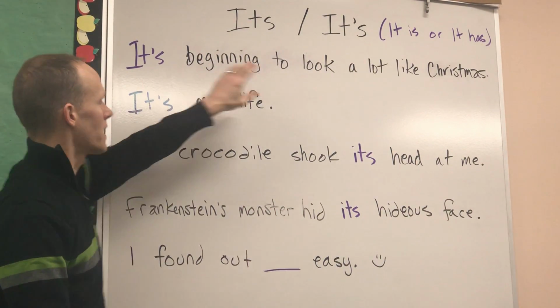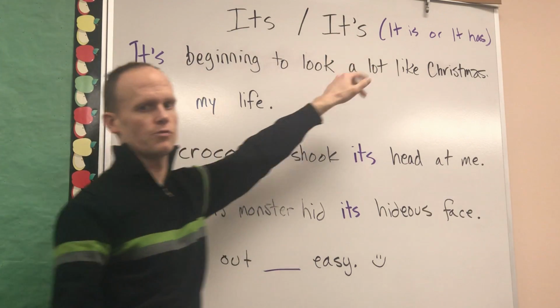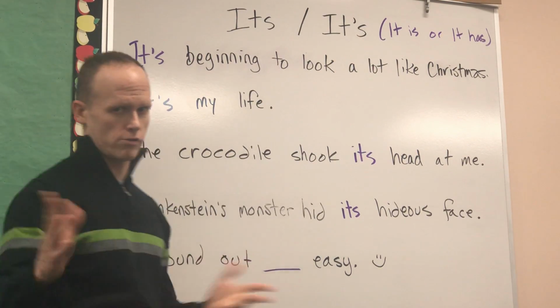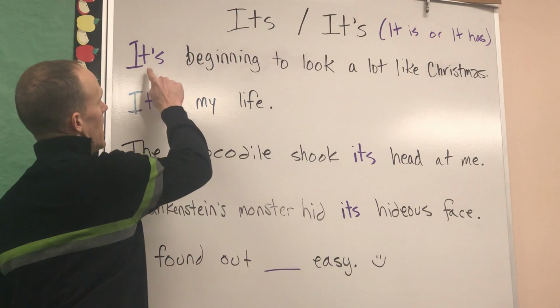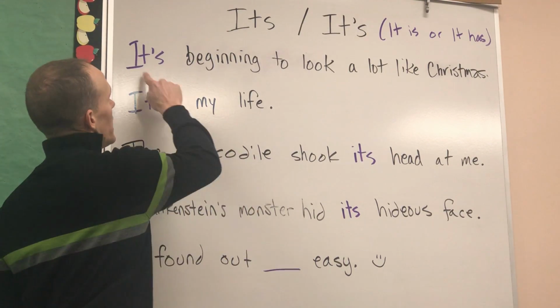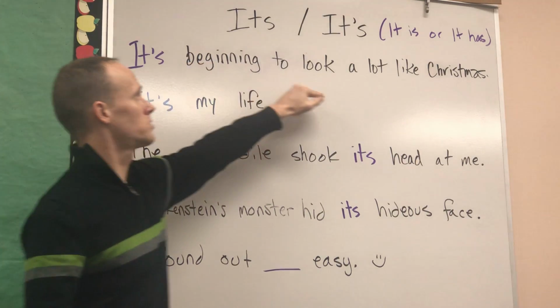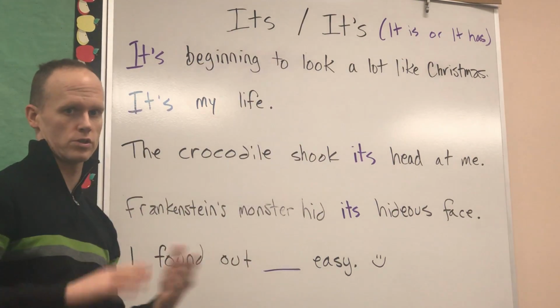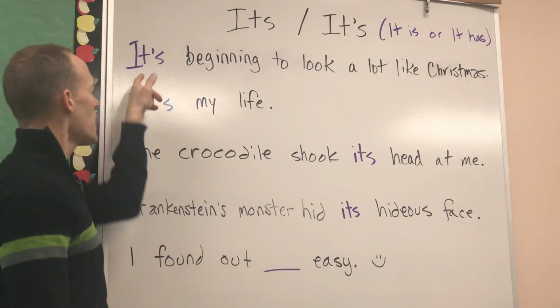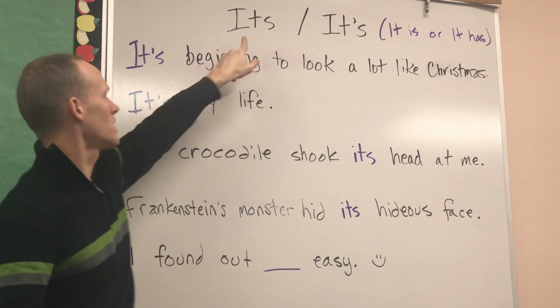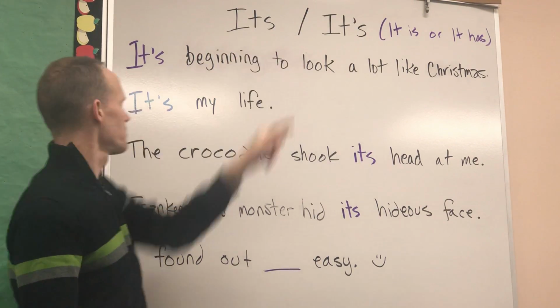Okay, so we're going to look at the application of the contraction form of it's. "It's beginning to look a lot like Christmas." Now, to check myself, it is. If I can just say "it is beginning to look a lot like Christmas," that works. It's the contraction form. This is not owning beginning. It's not owning it. That's why it's not the possessive form.